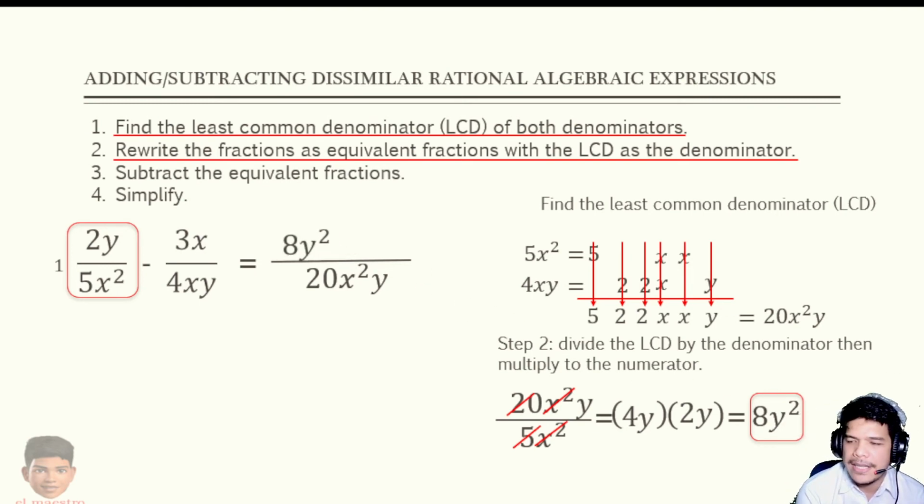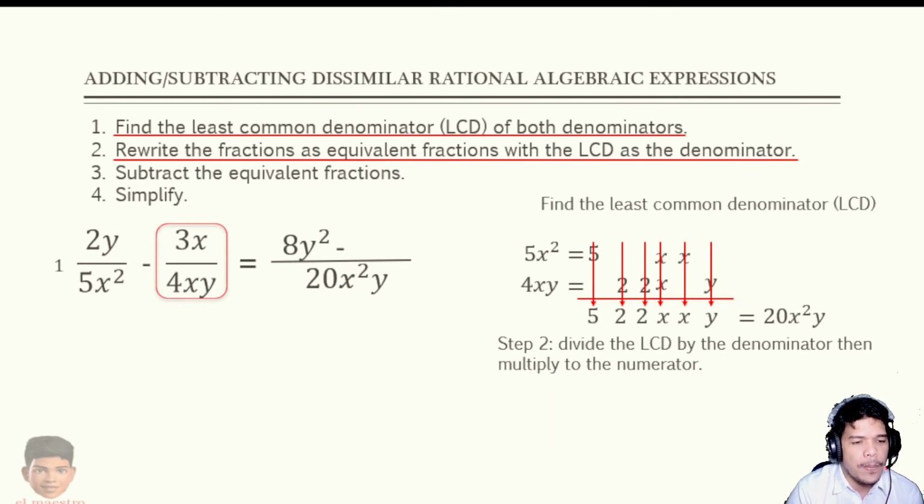This is the equivalent fraction. So, you write it down. So, next term na tayo. Write down the operation minus. Then, yung isang term na naman. So, write down the LCD. Then, divide it by the denominator. So, 20 divided by 4 is 5. X squared divided by x is x.